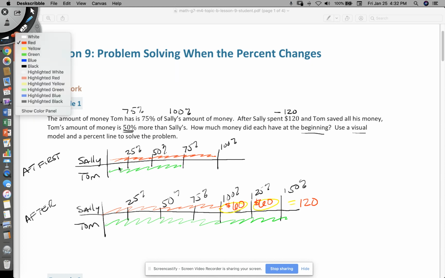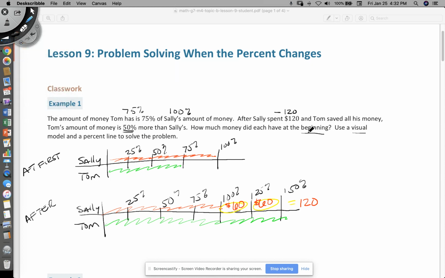Now, they don't want to know what they have now. They want to know what did they have at the beginning. So I'm going to come up here, and each of these sections is worth 60. So $60, $60, $60, $60. And if I add that all up, Sally has a total of $240 at the beginning. How much did Tom have? $60, $60, $60. He had $180 at the beginning. And that's your answer. So that's using a visual representation to sort of help you.